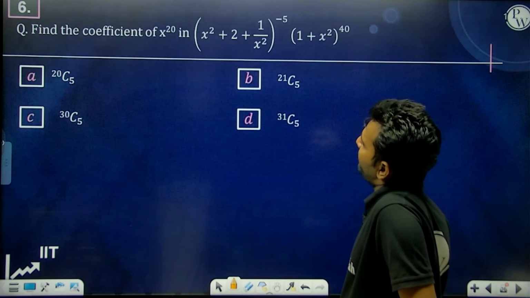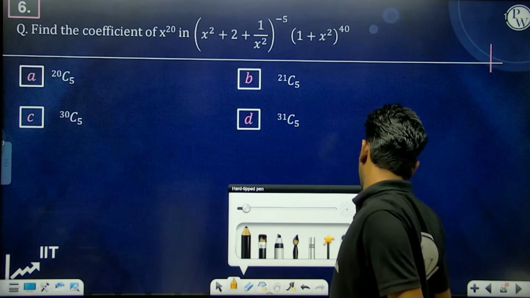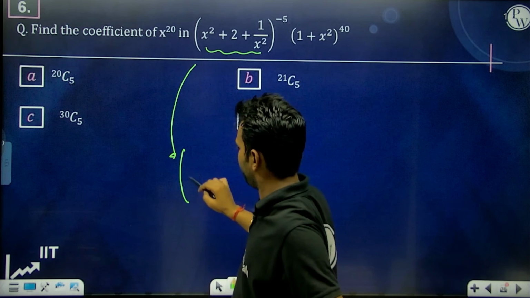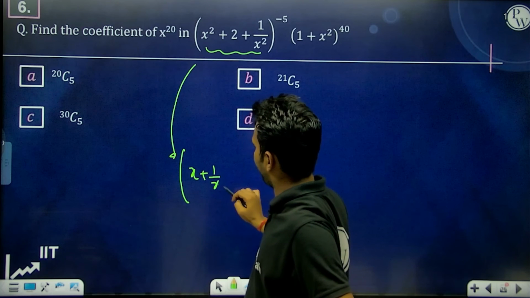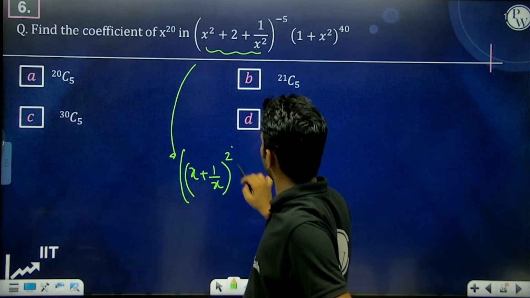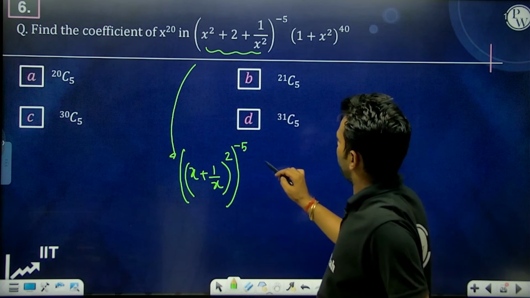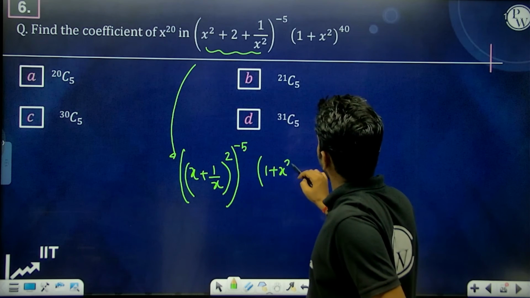Find the coefficient of x to the power 20 in this. Can this expression be further simplified? Yes, it definitely can be, because it can be written as (x + 1/x) squared to the whole power minus 5, times (1 + x^2)^40.